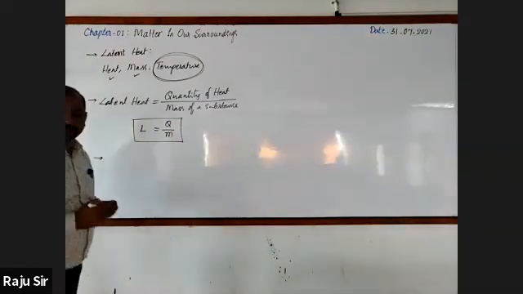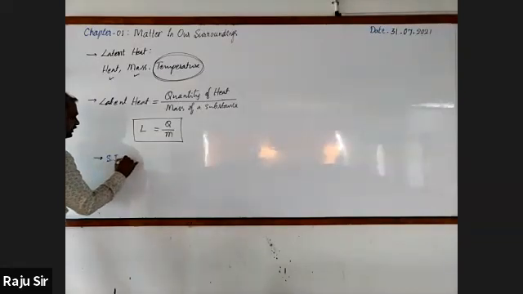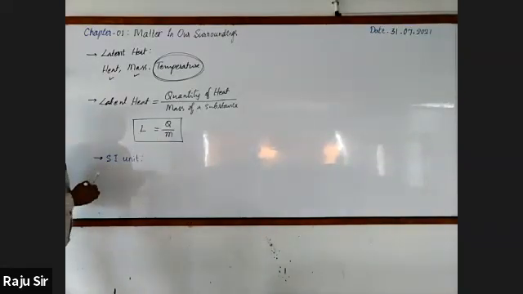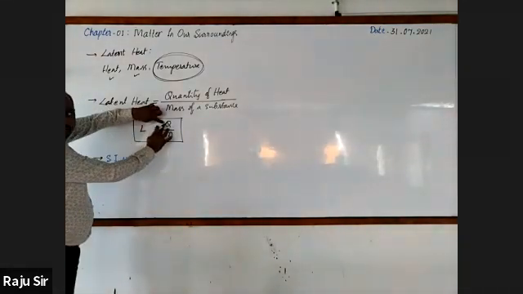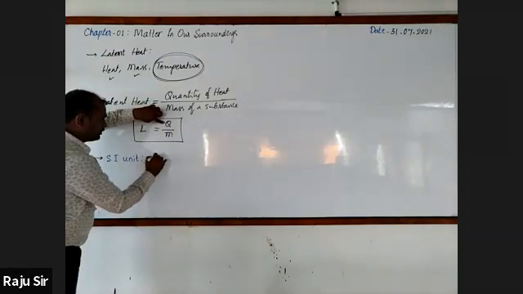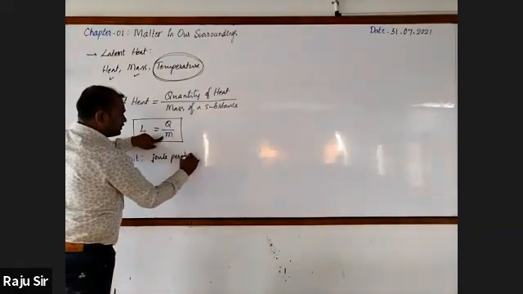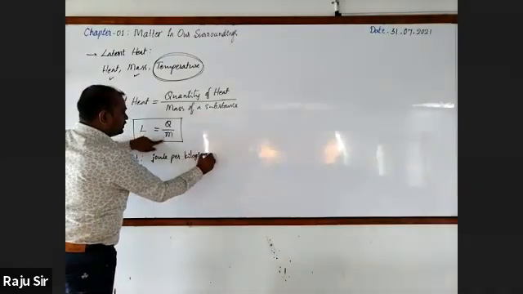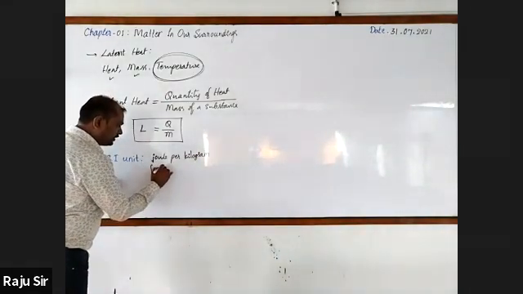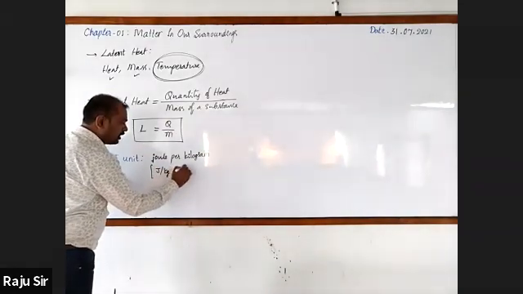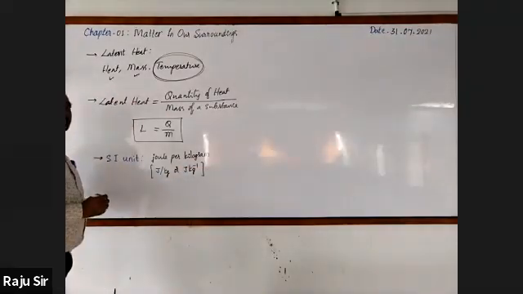Then we know the SI unit. The SI unit of latent heat can be found out by using this formula. The SI unit of heat is joule. The SI unit of mass is kilogram. So it is joule per kilogram, and symbolically it is written as J kg^-1, joule per kilogram, kg raised to the power minus 1.